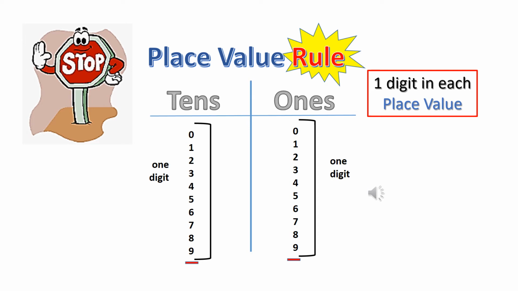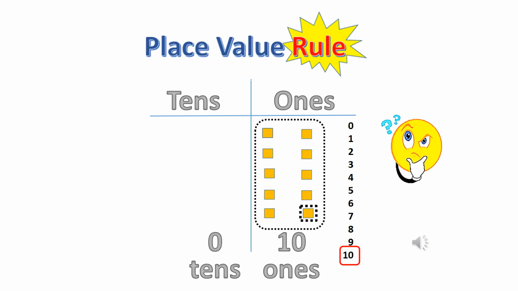So what do we do if we have 10 ones? Let's go back to our yellow cubes. We had 9 cubes in the ones place, and that equaled the number 9. But when we put the 10th cube in the ones place, now we have 10. But we cannot write 10 in the ones place because 10 has 2 digits in it, a 1 and a 0. So what shall we do?